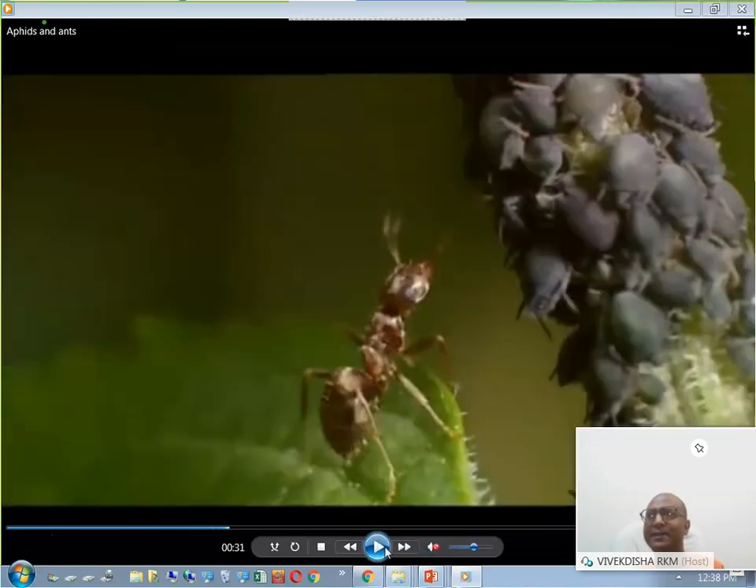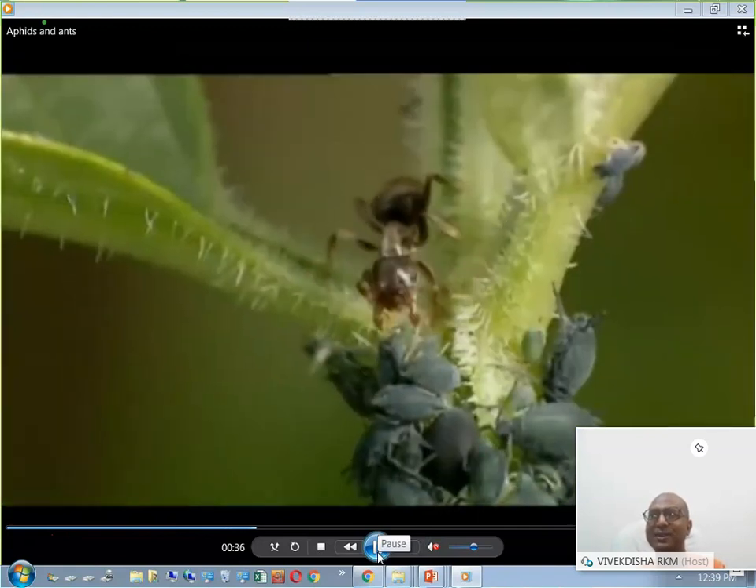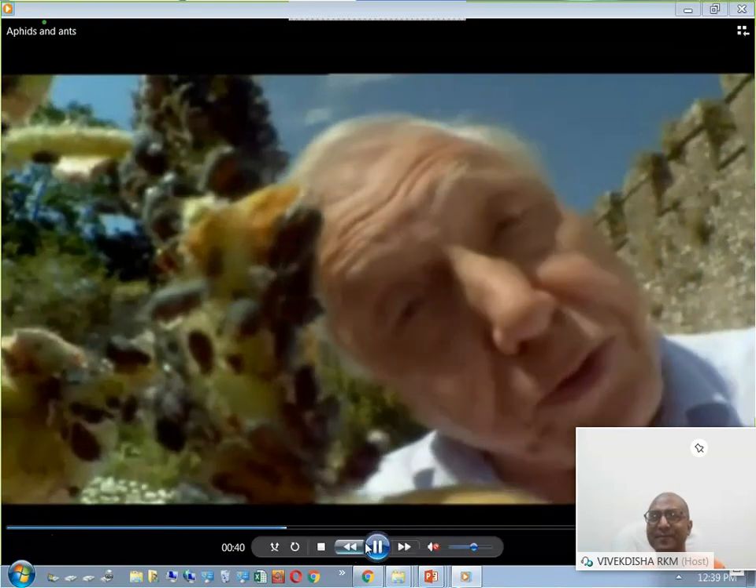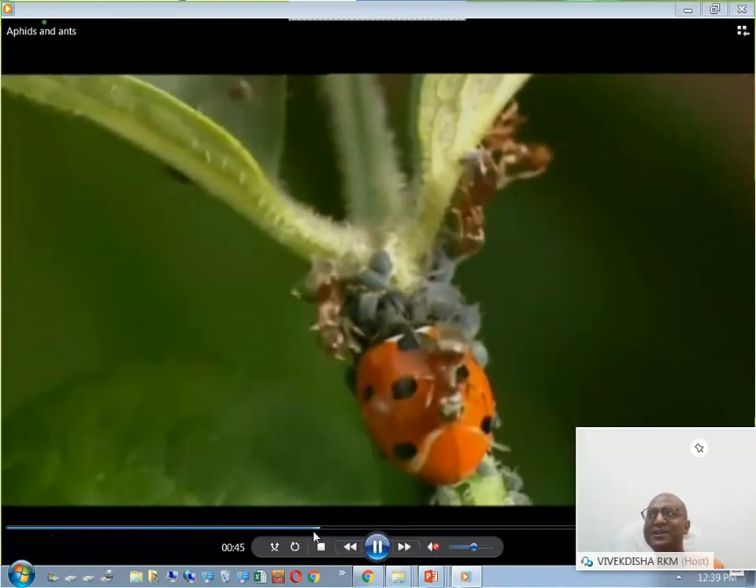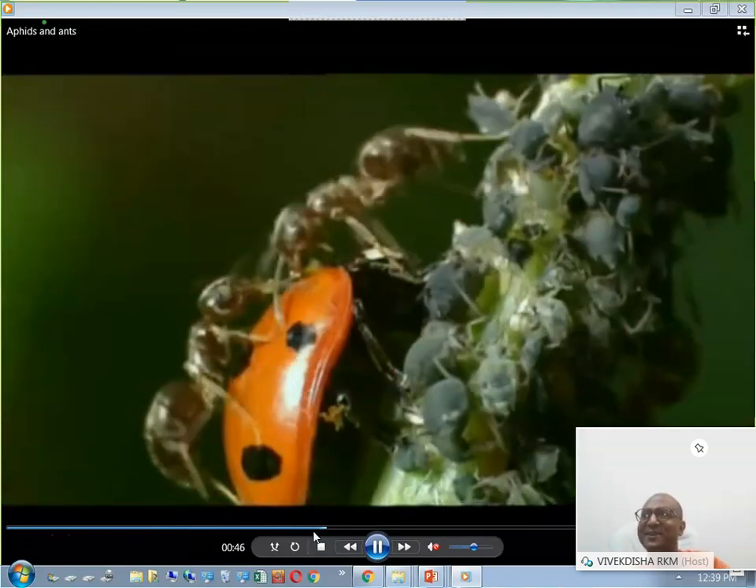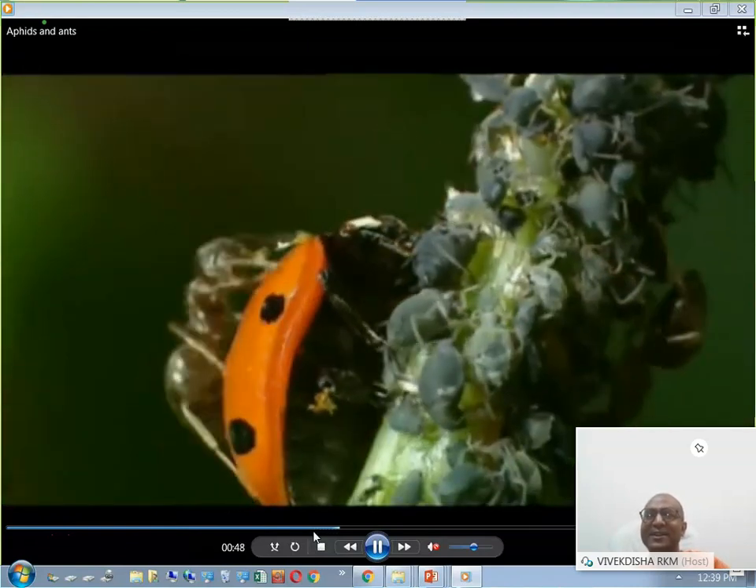These are two organisms we are observing. One is on the left side and another group of organisms, blackish in color, is on the right side. What are they doing? Try to understand. What are the two types of organisms? Try to identify them if you can.